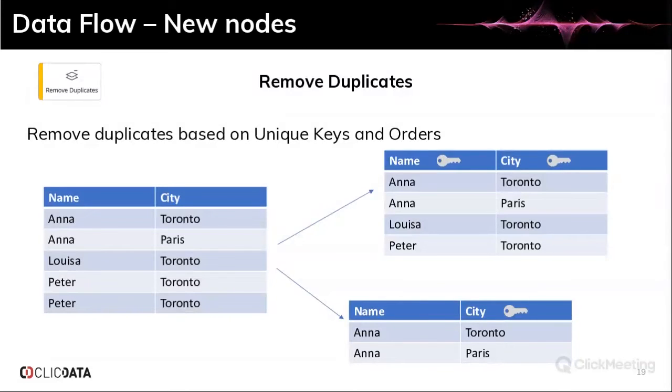So I'm going to talk about these new elements we've developed in Dataflow. We have a few new nodes. One of them is the remove duplicate node. Based on unique keys and orders, you can deduplicate your data. I have a few examples here on this slide. You can see on the left the original data and different ways to deduplicate that based on different keys and orders. So it's a very handy tool if you have cleanup operations to do on your data.